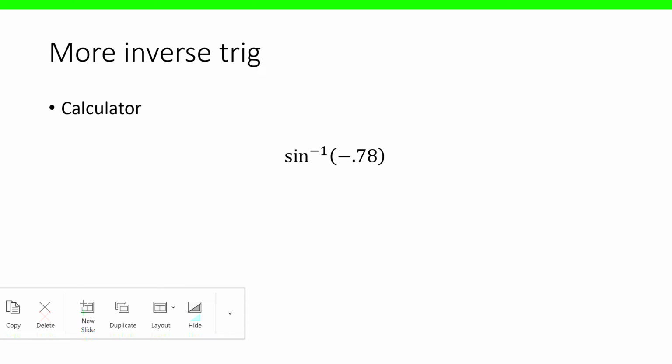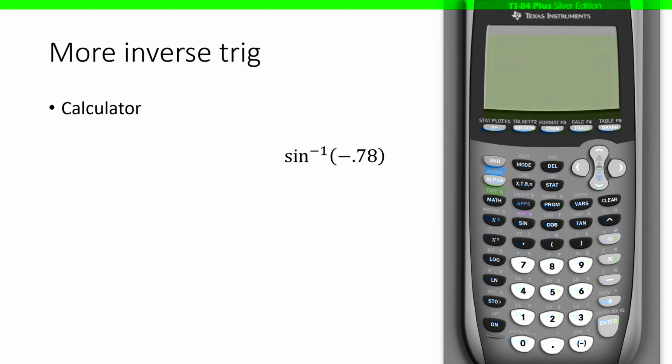Okay. There are some that we just can't do without a calculator, so this would be an example of one that we have to use a calculator for. The button on the calculator is simply when you hit second and then sine. So second sine gives you inverse sine. Oh, I didn't hit second, sorry. Second sine. Okay, now we can type in our negative 0.78. Is negative 0.78 in the domain of the inverse sine function? Yeah, it is. Anything between 1 and negative 1, including 1 and negative 1.